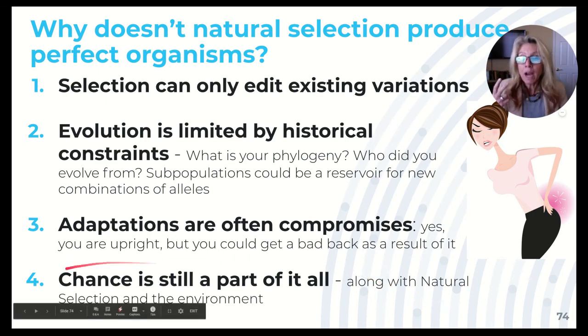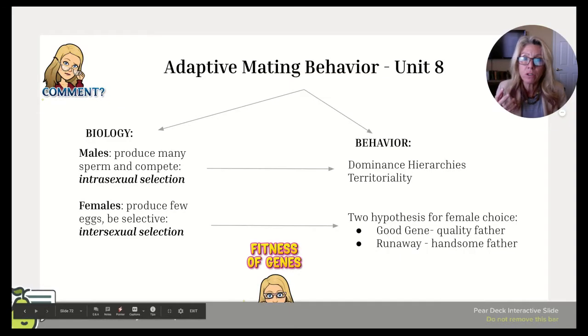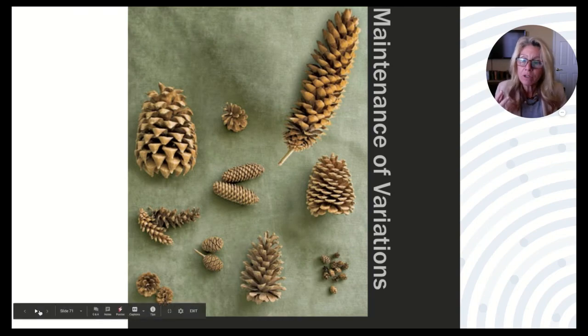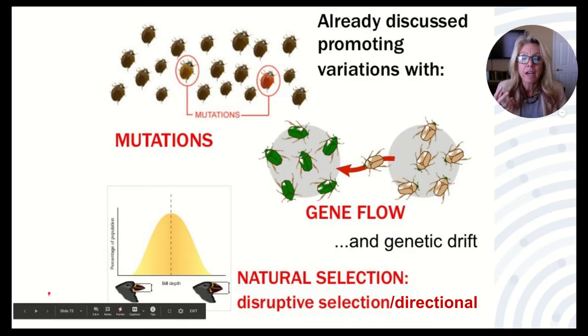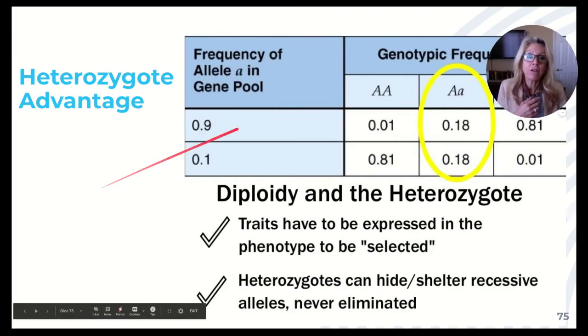All right. So again, I just want to reiterate, let me go back to how we maintain those variations. These are ways we can maintain variations, right? We also have subpopulations that could be a reservoir for variations. And then here, heterozygote advantage.